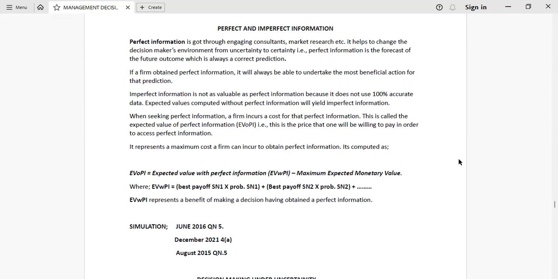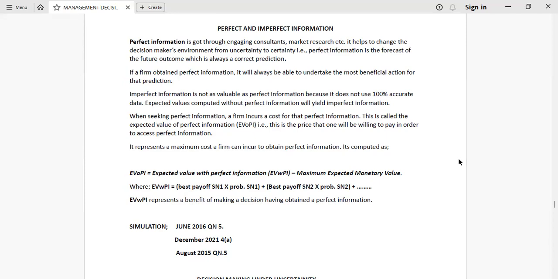So, since it is not always free, in other words, that perfect information you are supposed to pay for it. It's not always for free. So, since it is not always for free, then it means we need to attach a value to the information that we have received.